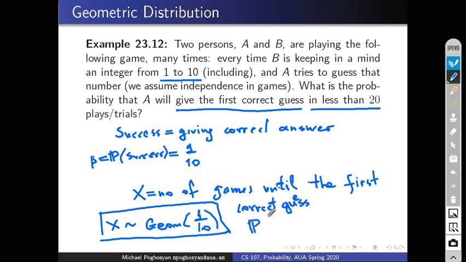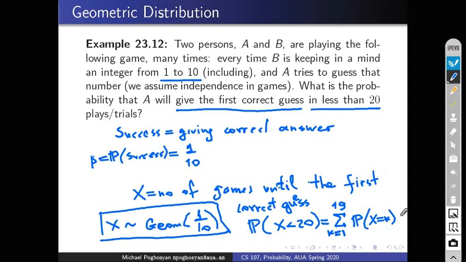Now the problem is asking, calculate the probability that A will give the first correct guess in less than 20 plays. So calculate the probability that X is less than 20. And this can be calculated in the following way. So X is less than 20 means, I'm writing in the sum form, the probability that X is equal to K, and K is running from, because the values of X can be either 1, 2, 3, so we are starting from 1 to including 19.